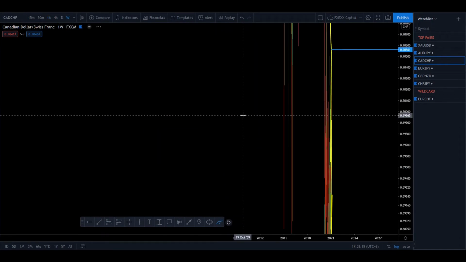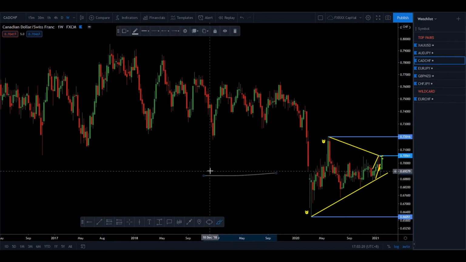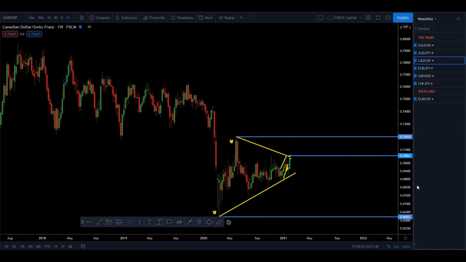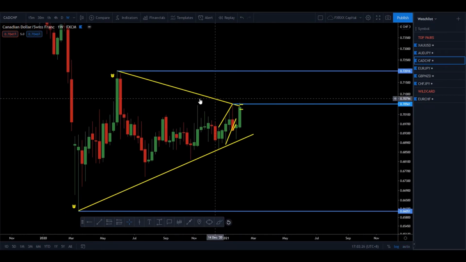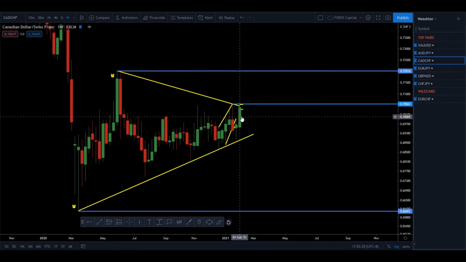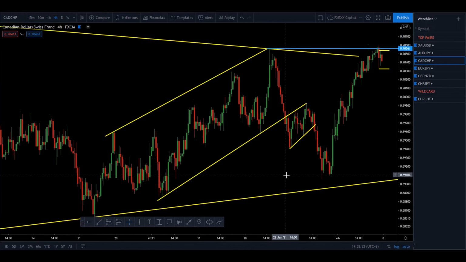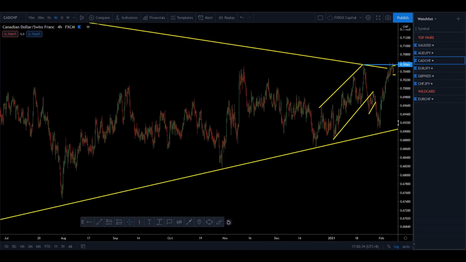Canadian dollar CHF in high time frame. If we zoom in on the high time frame, we understand this is a symmetrical triangle approaching and squeezing into this price action. We move to the 4-hour time frame. In the 4-hour time frame, we understand price.